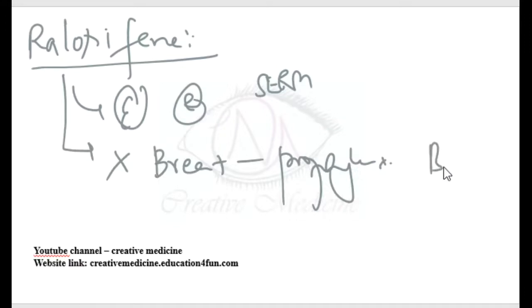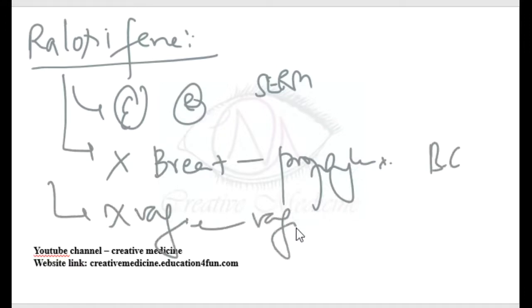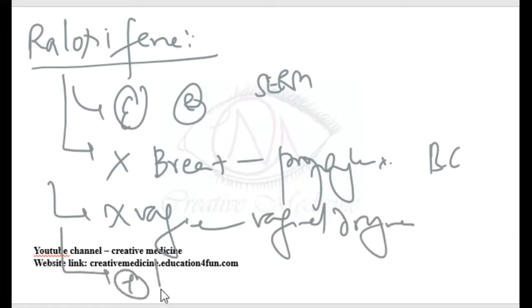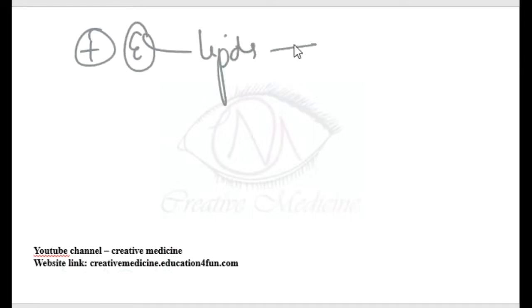Raloxifene acts as an antagonist in the vagina and causes vaginal dryness. Raloxifene acts as an agonist on the bones and it is used in the management of osteoporosis. Raloxifene acts as an agonist of estrogen on the lipids and thus it causes a cardioprotective effect.